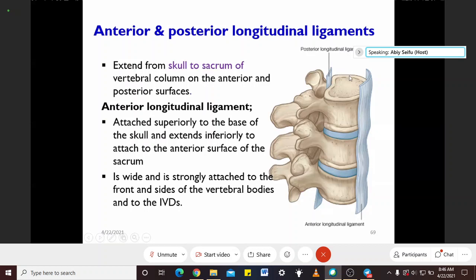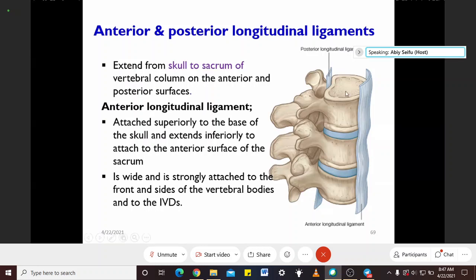It prevents excessive extension, that is backward extension, of the vertebral column. This is the only ligament that prevents excessive extension of the vertebral column.